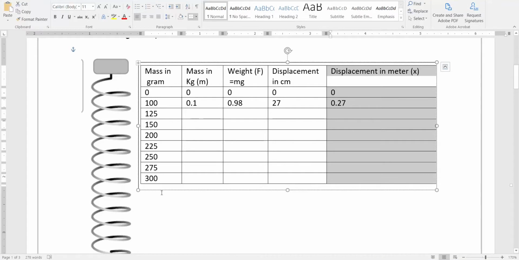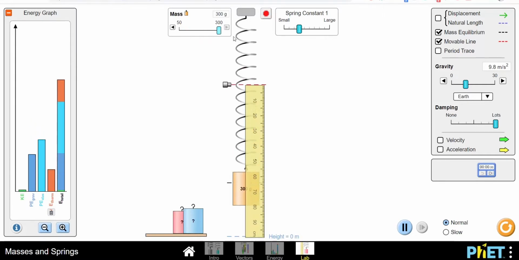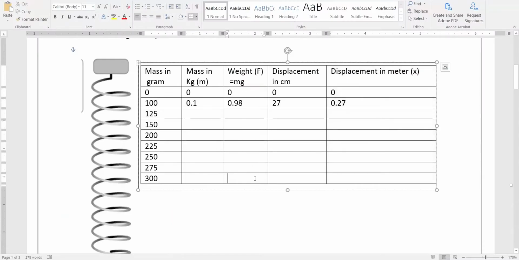So let's do one for 300. So how do I calculate for 300? You have to look at the black lines here. For 300 now, what is this displacement? You can see it's 64 now. So this displacement is 64 centimeter. So again, you have to change it to meter, which will be 0.64. You have to divide it by 100.